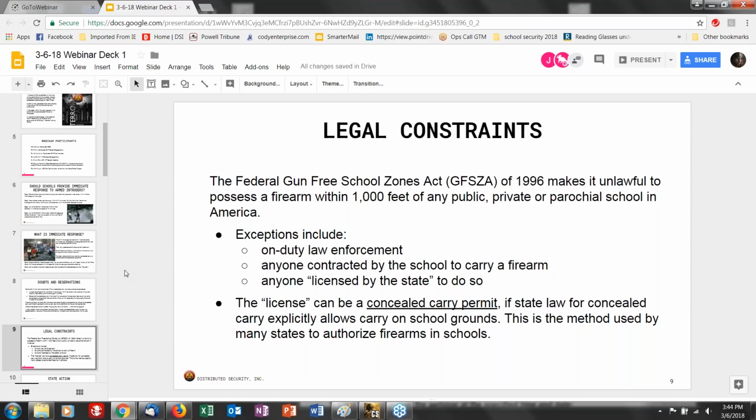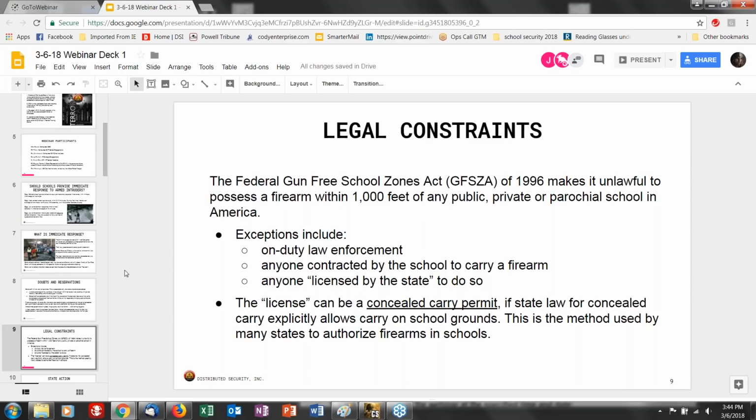There are, however, exceptions, and the primary exceptions are, as you see here, for on-duty law enforcement officers, for anyone contracted by the state to carry a firearm, basically contract security guards, and for anyone licensed by the state, in the words of the statute, to carry a firearm. And what the courts have determined is that this license can be a concealed carry permit if the state law governing that permit explicitly allows carry on school grounds. This is the exception used by many states to authorize firearms in schools. Now, there are a lot of variations on this, but this is the elephant in the room, so to speak.